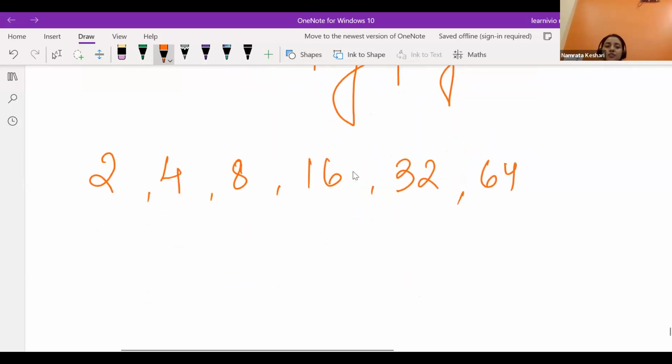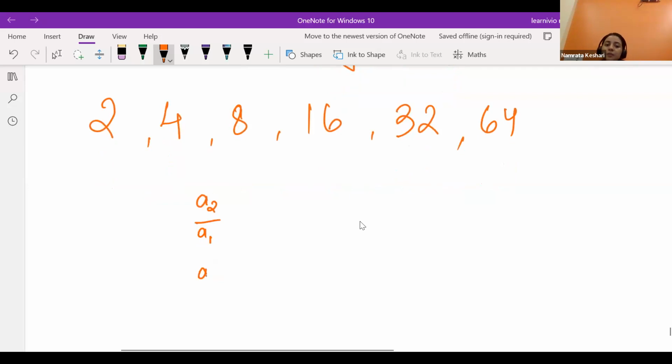How will we check it's in GP? So in AP we used to check A2 minus A1, then A3 minus A2, then A4 minus A3. Here we will be checking like this: the second term by first term, and the third term by second term, and the fourth term by third term. Basically any term by the previous term. If all the ratios are same, is it same? Yes, ma'am. It is same.